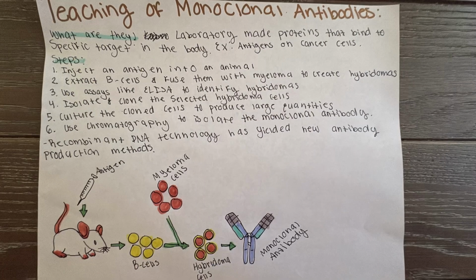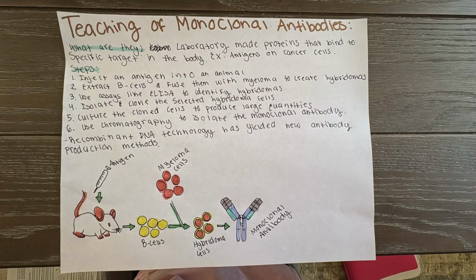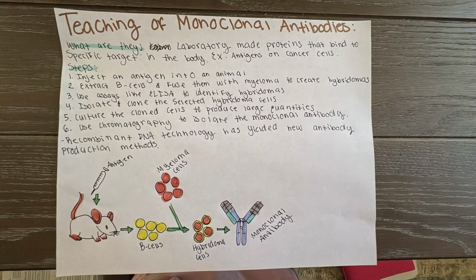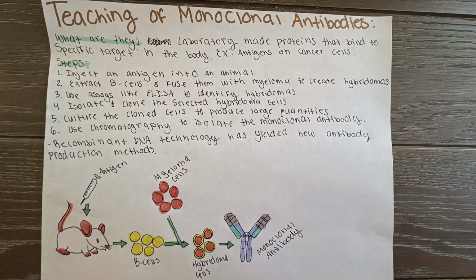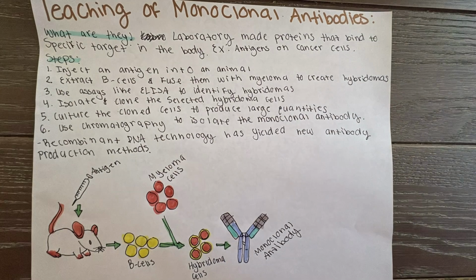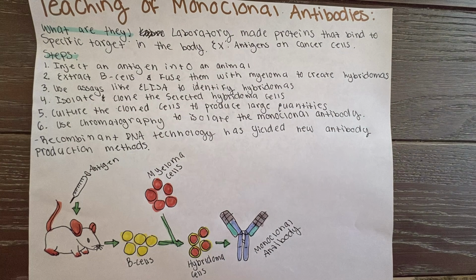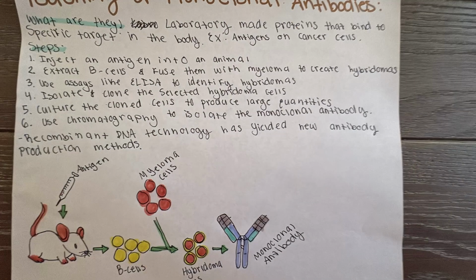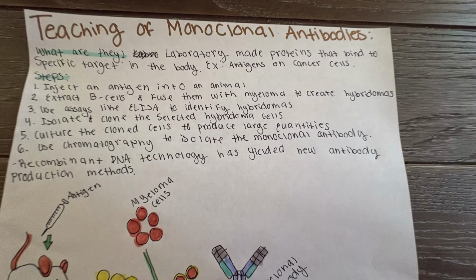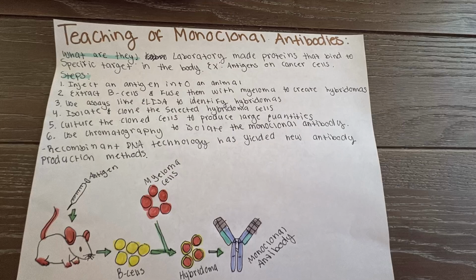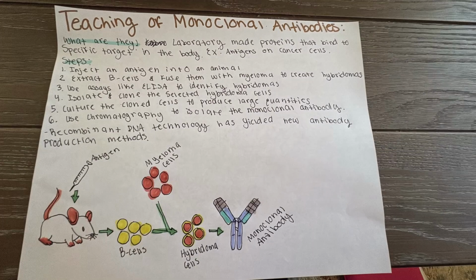Monoclonal antibodies are laboratory-made proteins that bind to specific targets in the body. An example would be antigens on cancer cells. The steps to producing a monoclonal antibody are injecting an antigen into an animal, extracting the B cells and fusing them with myeloma to create hybridomas.